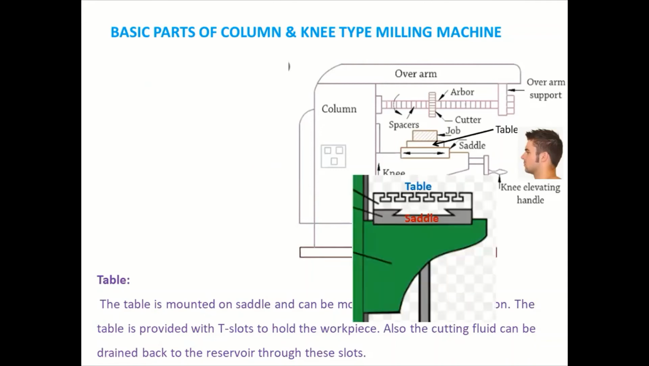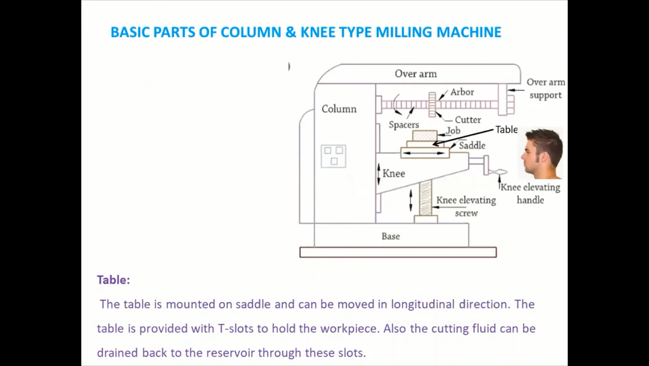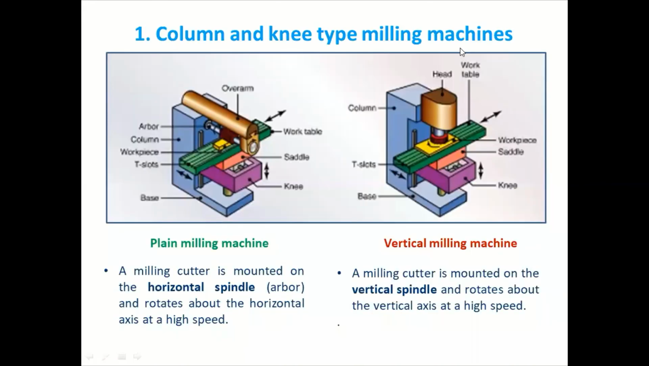So here I'm again showing the saddle and the table, column and knee type milling machine. Here I have shown the plain milling machine and the vertical milling machine. The major difference you observe between the plain milling machine and the vertical milling machine is the spindle.